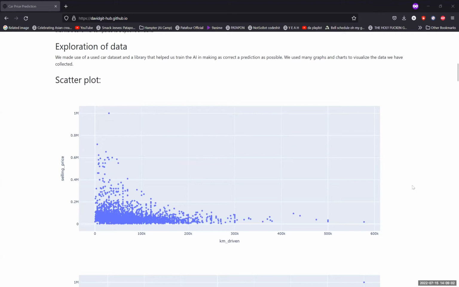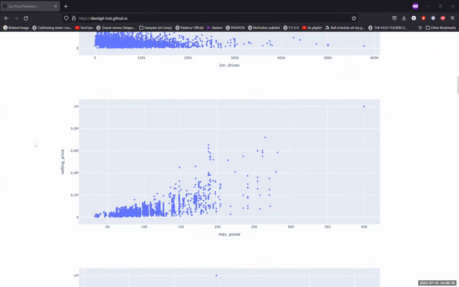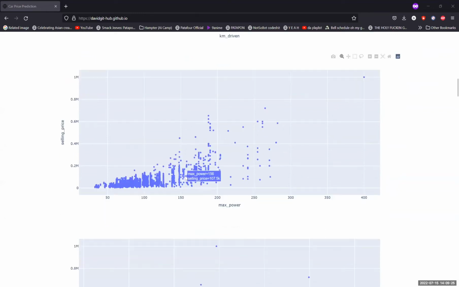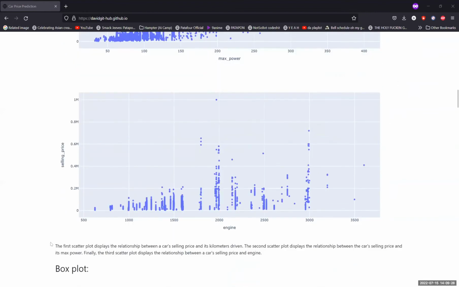So the first scatter plot shows the relationship between the kilometers driven and the selling price. And as you can see, as the kilometers driven increases, the selling price decreases. For the second scatter plot, it shows the relationship between the max power of the car and the selling price. And as the max power increases, so does the selling price. And for the third scatter plot, it shows the relationship between the engine and the selling price. And as the engine increases, so does the selling price.